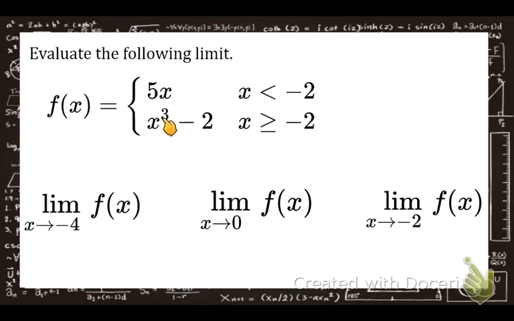-2 cubed is -8, and -8 minus 2 is also -10. So since the left and right-hand limits are in fact equal to each other, we would say the limit does exist, and the limit as x approaches -2 is -10.